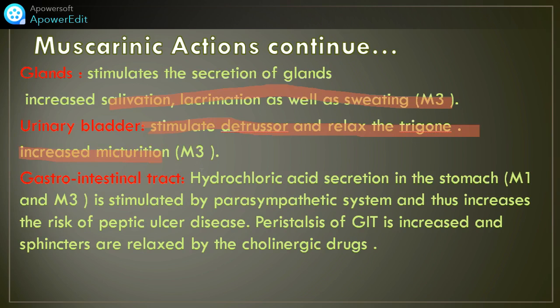Effects on GIT: increase in acid secretion in the stomach. It is stimulated by M1 and M3 receptors, and it also causes increase in peristalsis of the GIT, and sphincters are relaxed by the cholinergic drugs, and it also increases the risk of peptic ulcer disease.